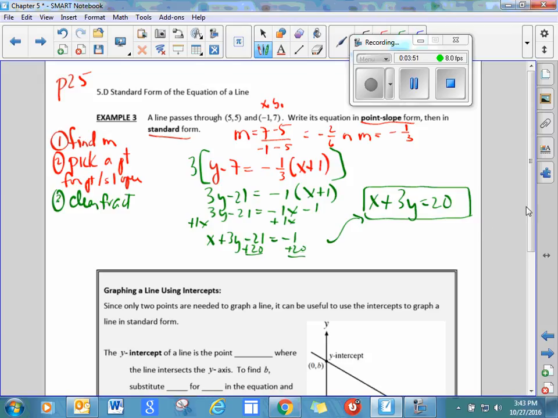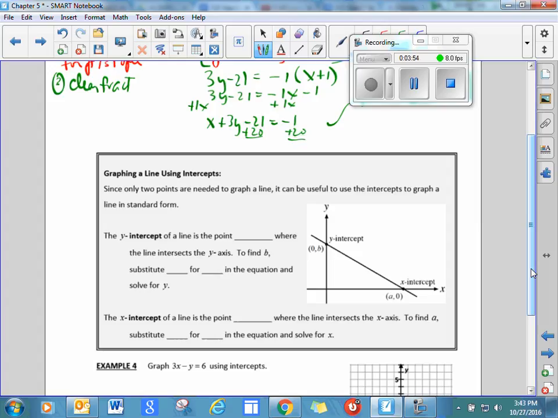All right, I want to talk to you about one other nifty little thing when you're graphing a line. This really applies to equations in standard form. There's really a fast, easy way to quickly graph an equation in standard form. When it's in standard form, there are 2 intercepts. There's the y-intercept, which we've talked a lot about. Where does the line intercept or take hold of the y-axis? But there's also an x-intercept. Where does the graph cross the x-axis?